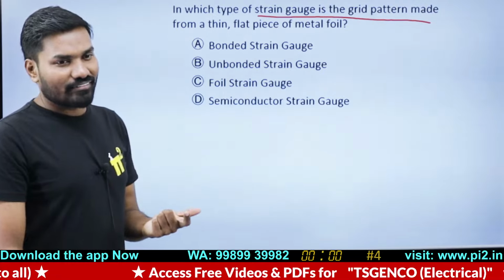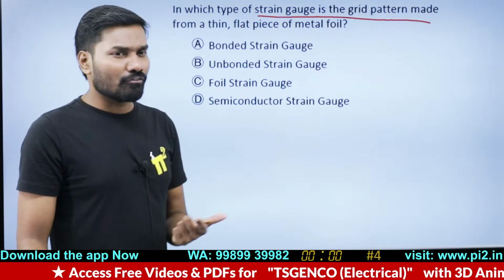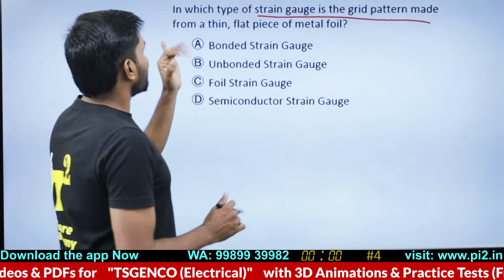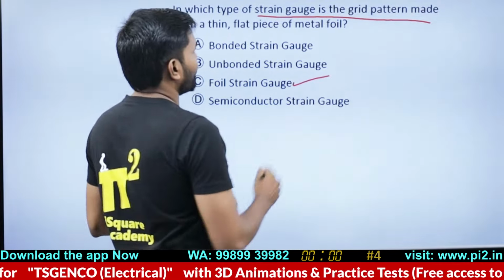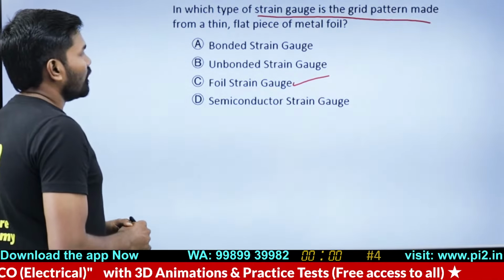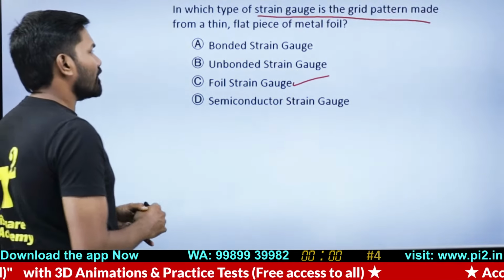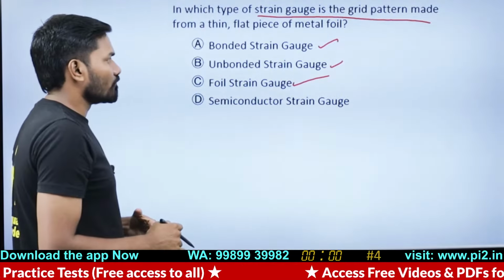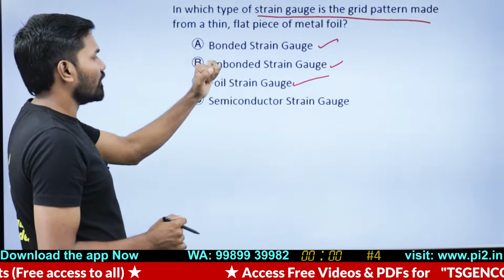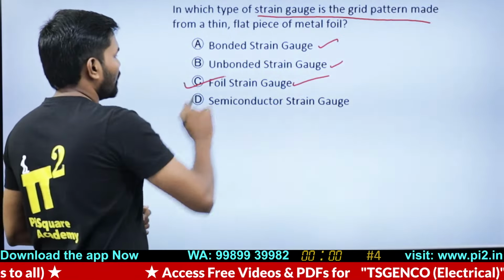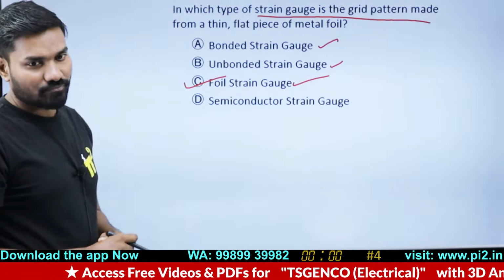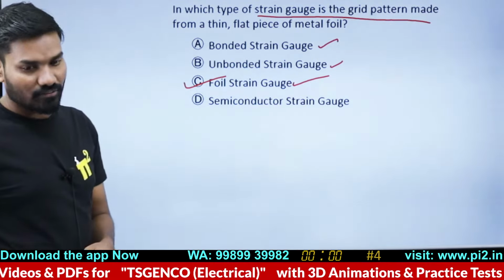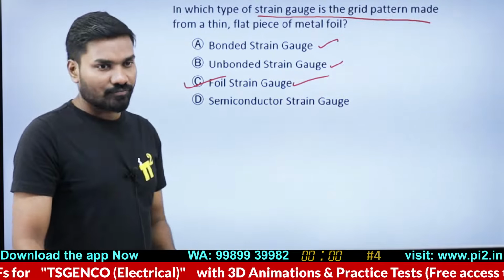Now this foil type is not necessarily bonded or unbonded. Just to answer it, it is a foil strain gauge. Foil strain gauges can be part of unbonded as well as bonded, but in most cases they come under bonded. But just to answer this question, C will be the proper answer. Good guys, you answered this. I'm moving to the next question.